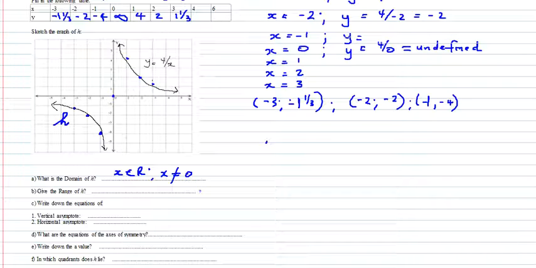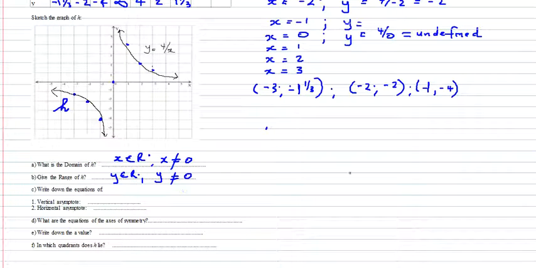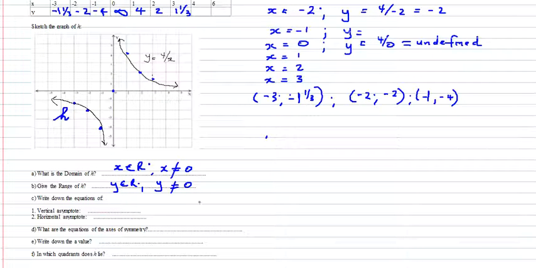In question B, we are asked to give the range of H. Okay, so look at your graph carefully, and now think about what are all the possible y values that are part of this function. If we look at it, we can see that we are considering all the negative y values, all the positive y values, again except y equal to 0. So our range is y element of R and y not equal to 0. Right, so we've got the domain and we've got the range in terms of our function.